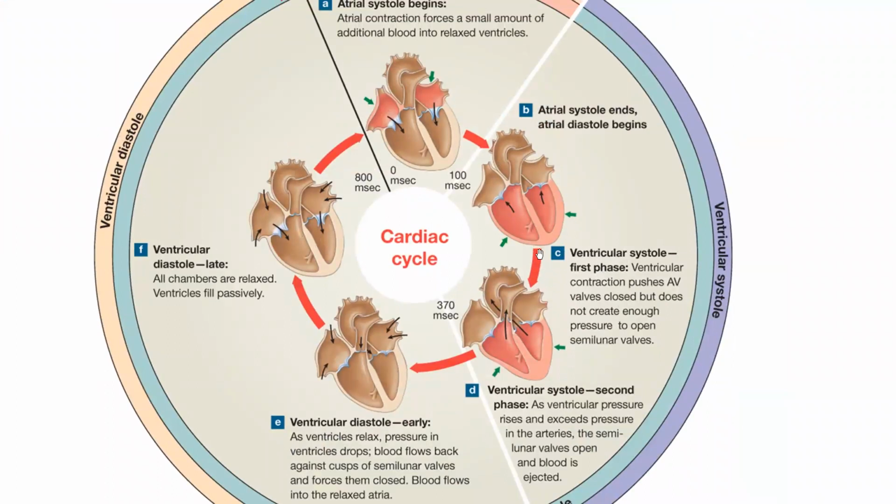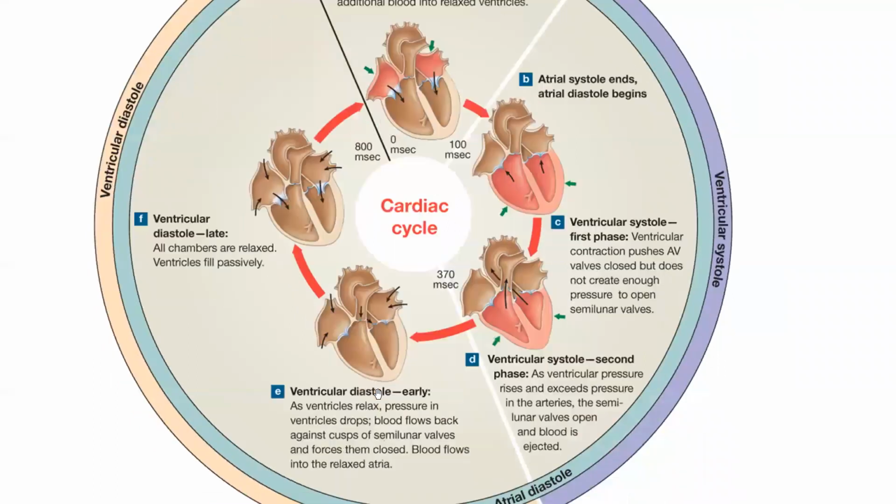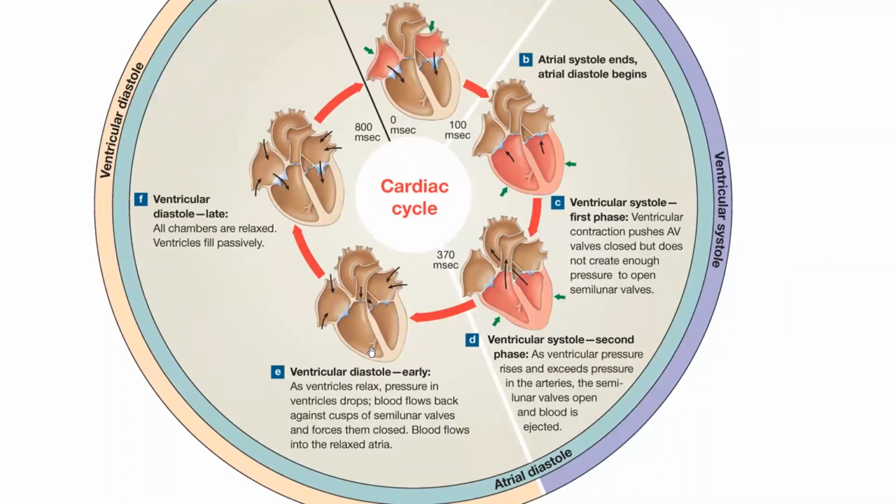Then ventricular systole starts, right? And that pushes the blood into both the aorta and the pulmonary arteries. Then what happens is ventricular diastole. The ventricles relax. They've gone from squeezing here to being relaxed. And blood can flow all the way in, not even just stopping at the atria, but it can flow into the ventricles.